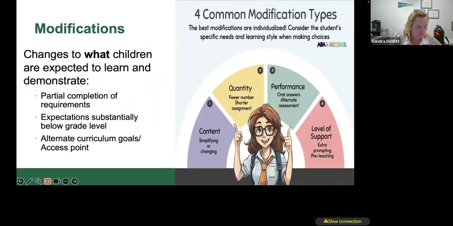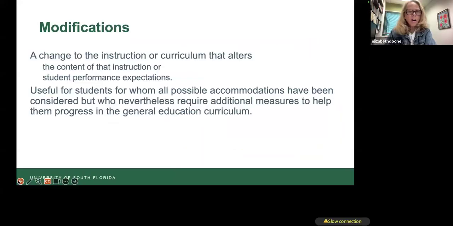Right. So, modifications. I just wanted to fly through here. A modification is a change to the instruction, and it alters, that means it changes, the content and the student performance expectation. So again, these are the students that we talked about earlier. These are going to be your red flags. You've tried all possible accommodations. You've ensured that your instruction is best practice. You've tried multiple means to engage these students with different ways to have them access the general education curriculum, and for some reason they're still not progressing, you may need to think about modifying the curriculum for them.